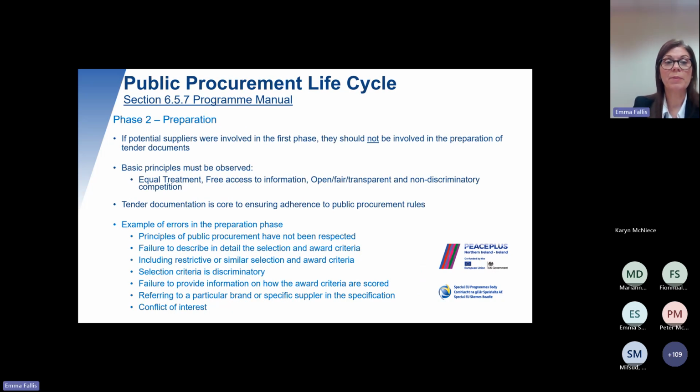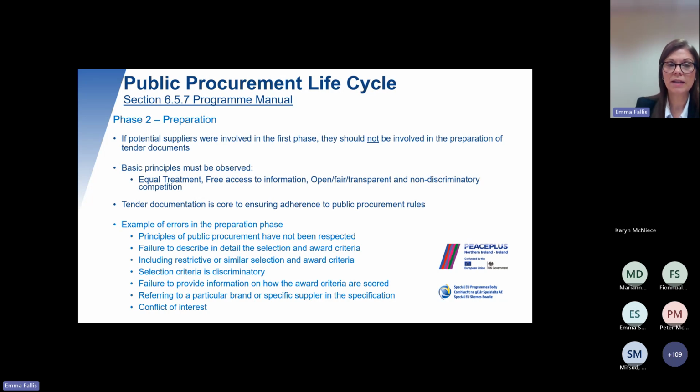The second phase is about the preparation. So if potential suppliers were involved in the first phase, they should not be involved in the preparation of tender documentation. Basic principles must be observed, and that is equal treatment, free access to information, open and fair and transparent, and non-discriminatory competition. These are the key things that you need to be bearing in mind in ensuring that your process respects those principles. Tender documentation is the core to ensuring adherence to public procurement rules.